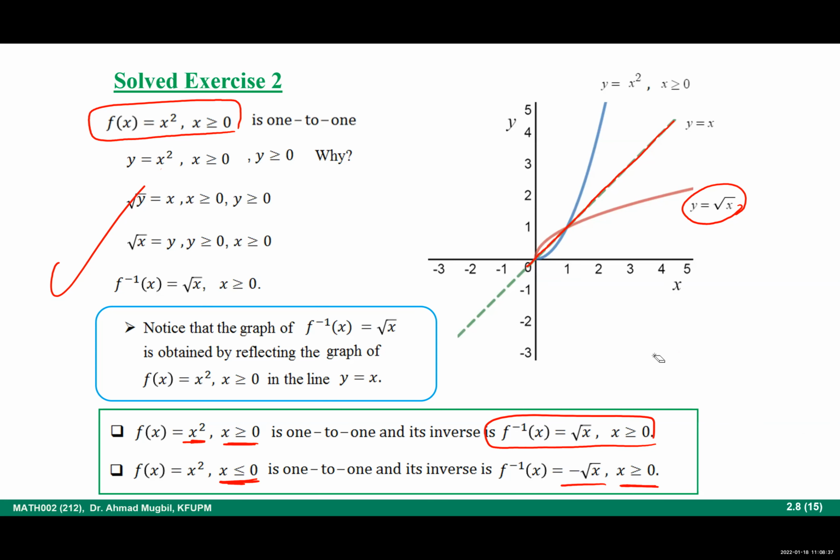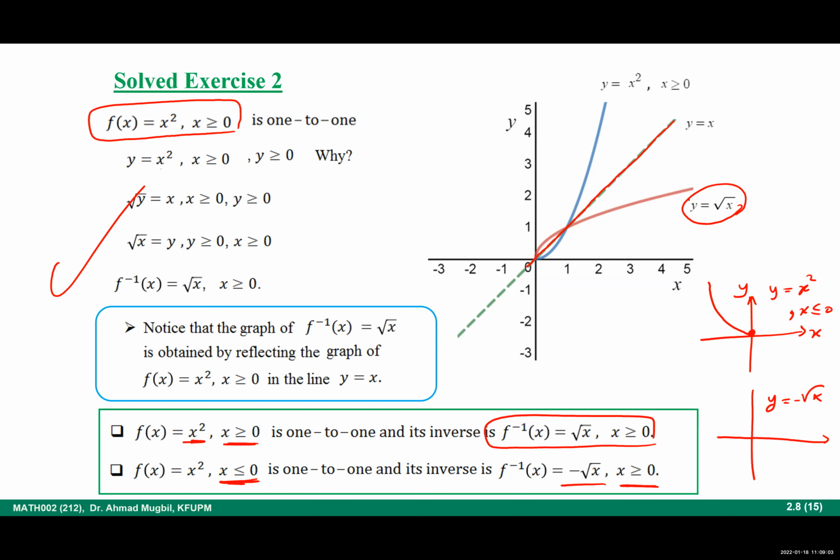You know how to sketch the graph of y equals negative square root of x. Let me do it for you. This is the graph of the function y equals x squared and x less than or equal to 0. So where is it? Here it is. This is the graph of this function. Now the graph of the inverse is y equals negative square root of x. So what? It is the same as the square root of x, but reflected in the line y equals minus x.